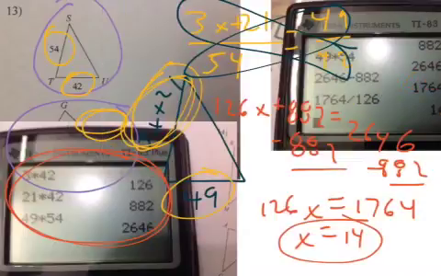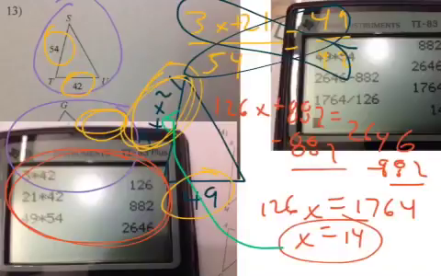What's next? I'm going to take 14, follow the green now, and of course plug it right in there. And I know 3 times 14 is 42. And 42 plus 21 is 63. So I just figured out that the missing side right there is 63.